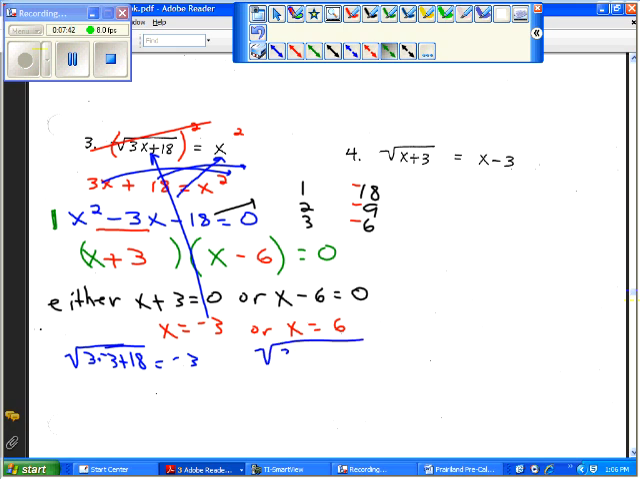Over here, we're going to have square root of 3 times my x of 6 plus 18 should come out to be equal to my x of 6. Right here, we're going to get square root of 3 times negative 3, which is negative 9, plus 18 is 9. Square root 9 equal negative 3? Square root 9 is positive 3. Positive 3 is not equal to negative 3. So this is not a solution. We say that it is an extraneous solution.